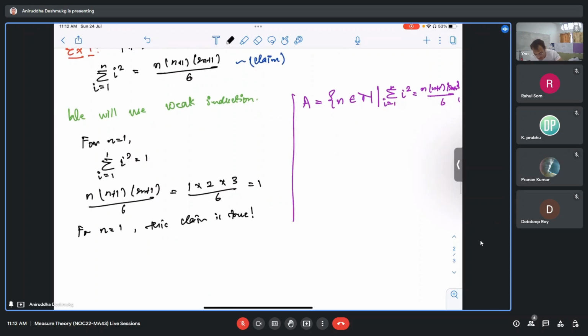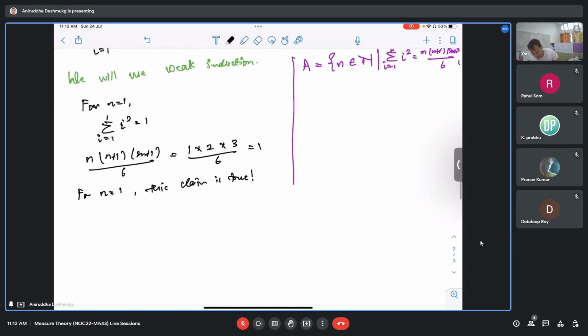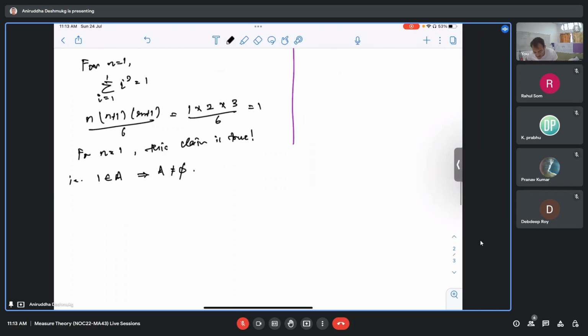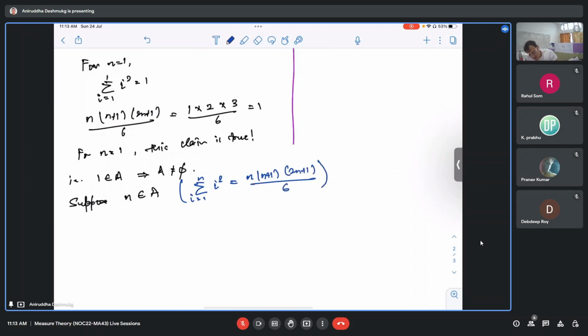So clearly A is non-empty because we have proved that 1 is inside A. Therefore A is non-empty, and we already have assumption 1. Now let us assume that there is some n in the natural numbers such that n is inside A. Suppose n is in A. What does this mean? It means that summation i from 1 to n, i square is equal to n(n plus 1)(2n plus 1) by 6. We know this to be true. Now we want to prove the same formula for n plus 1.